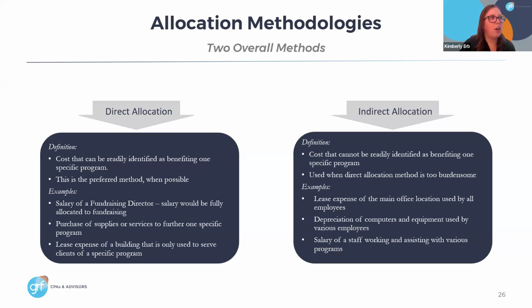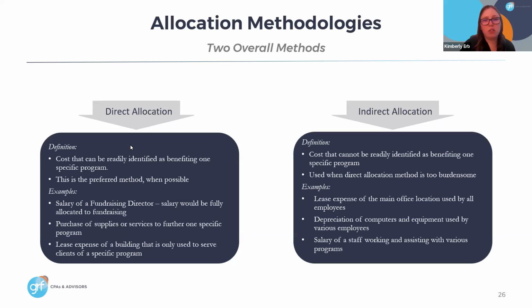Some examples of what a direct cost may be are purchases of supplies or services that benefit one specific program, like if you purchased supplies that are going to be used in a specific program, or if you engaged a consultant to assist with the furtherance of a specific program. Maybe the salary of a fundraising director who is working exclusively on fundraising, 100% of their salary could be allocated to fundraising as a direct expense, or maybe even lease expense of a building that is only used to serve clients of a specific program could be a direct allocation.